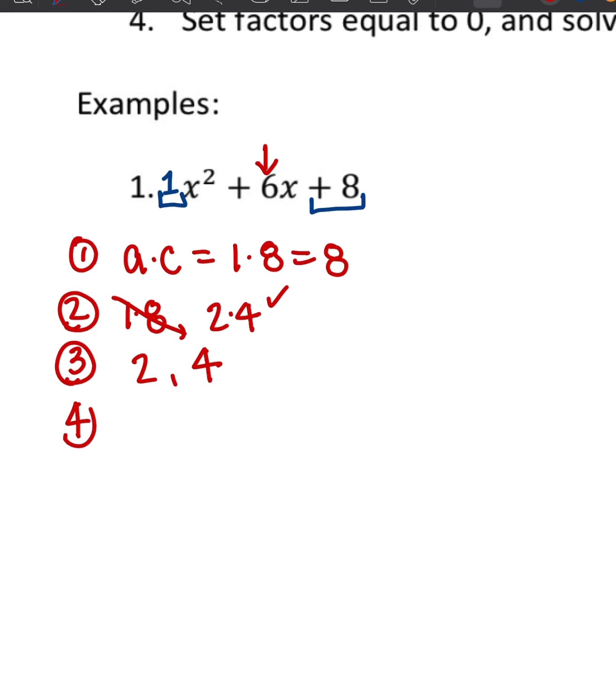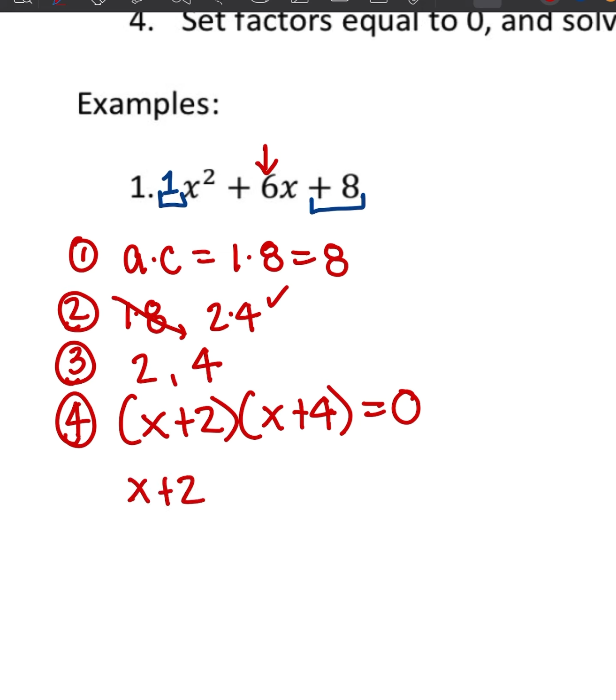And then step 4, we're going to set up our factors. It's a positive 2, so we're going to say plus, and it's a positive 4, so we're going to say plus. We're going to set those equal to 0, and just like before, we're going to set each individual factor equal to 0 and solve for x.